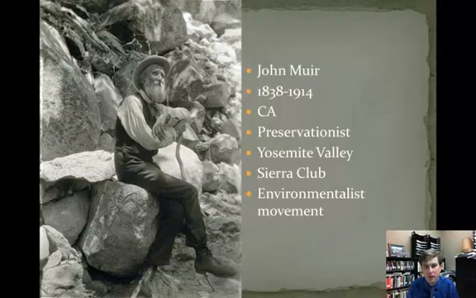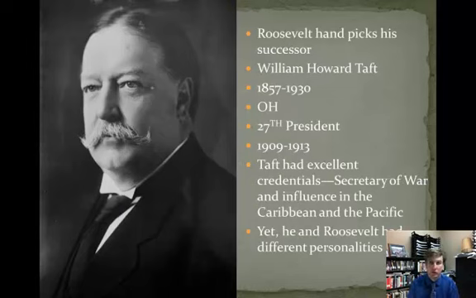But John Muir was definitely a driving intellectual force in what we see today in terms of the modern environmentalist movement. He believed wholeheartedly in the conservation ethic and other things. But the national park system does owe a lot, at least the creation of that, to John Muir. Now, Roosevelt would handpick his successor.